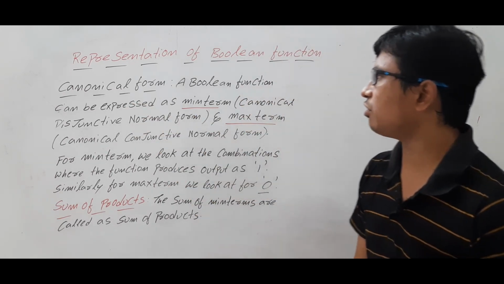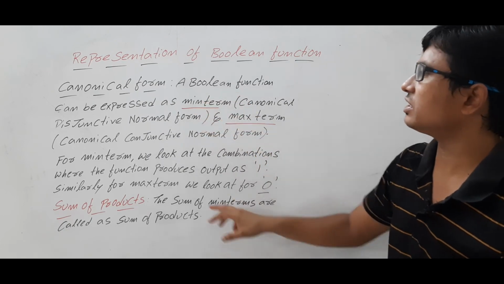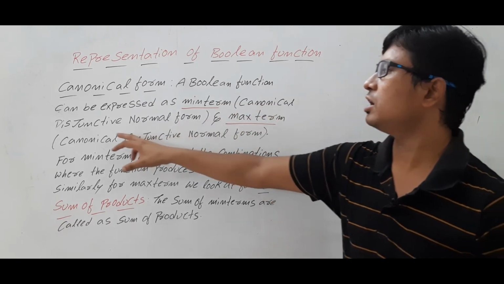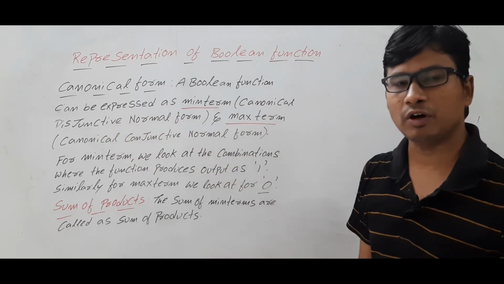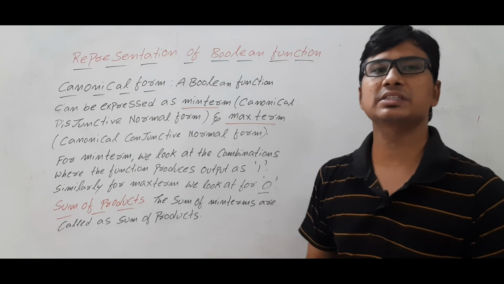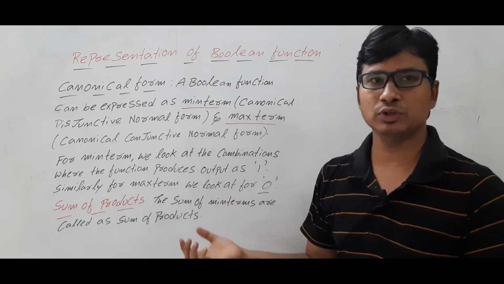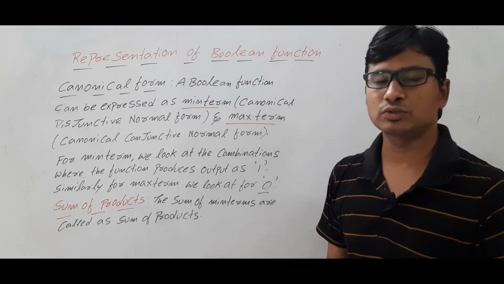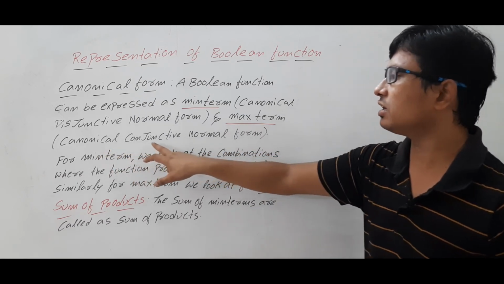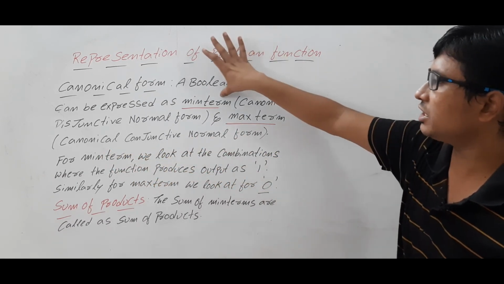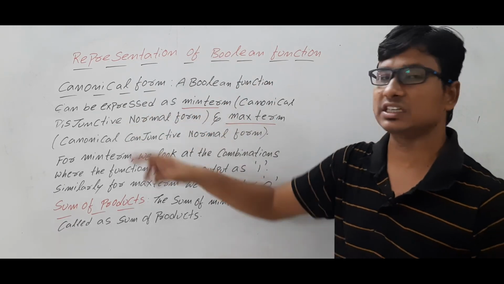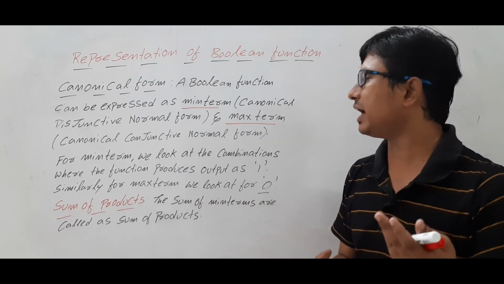Canonical form can be defined as: a Boolean function can be expressed as min terms. The min term form can also be called the canonical disjunctive normal form. To confuse you, instead of saying min term, they can say represent it in the disjunctive normal form. So you should know the other terminology also to solve the questions. And max term can also be called the canonical conjunctive normal form. Min term is disjunctive and max term is conjunctive. So let me repeat again. A Boolean function can be expressed as a min term and max term.